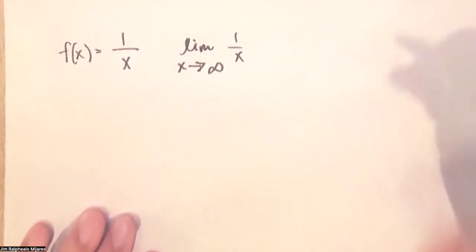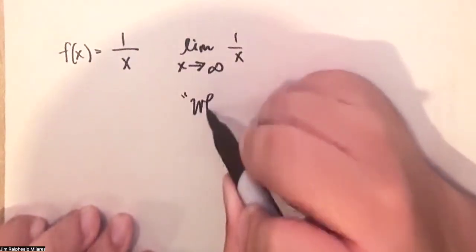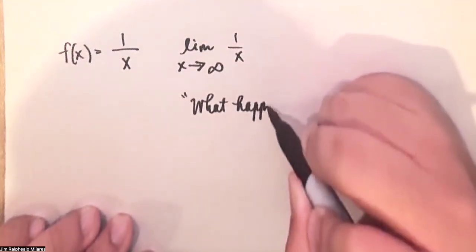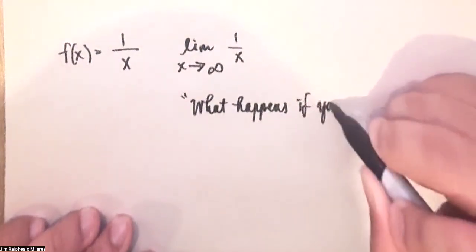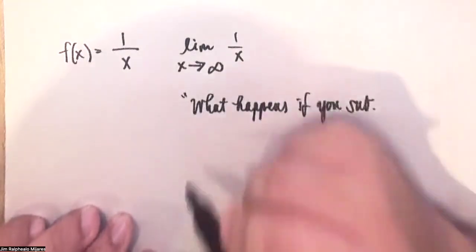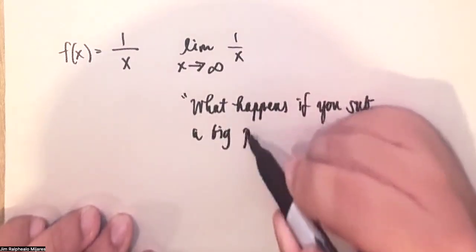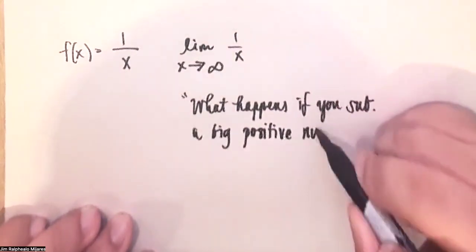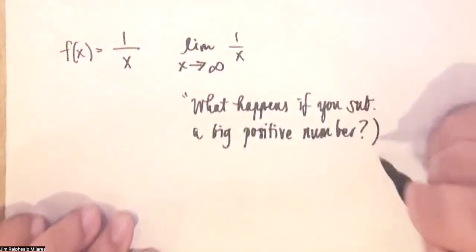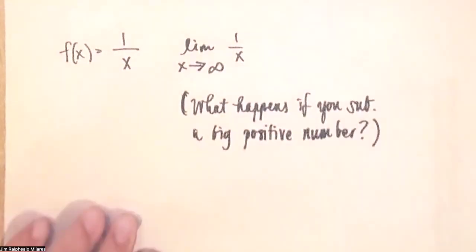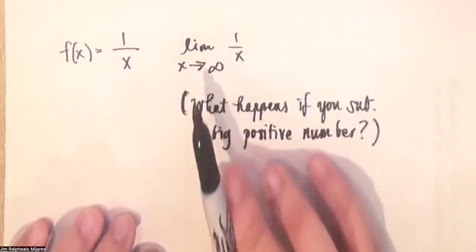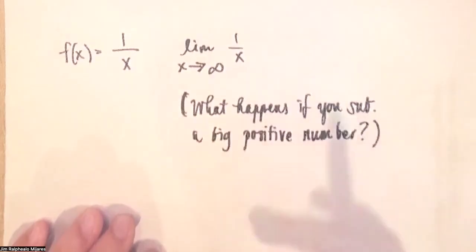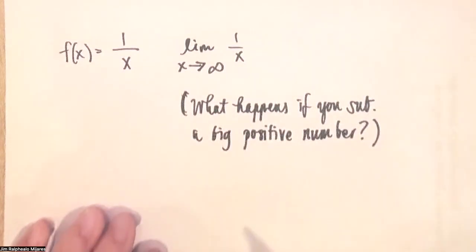Okay, so this means conceptually, what happens if you substitute a big positive number? So if we say that x approaches infinity, that means that x becomes larger and larger and larger as we can. Now we can do a table of values, but let's just try it out.